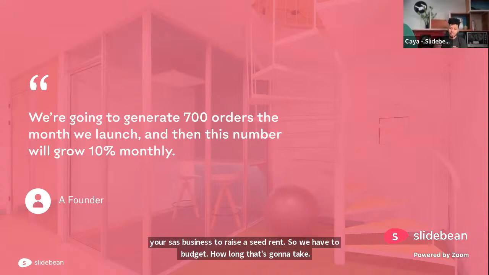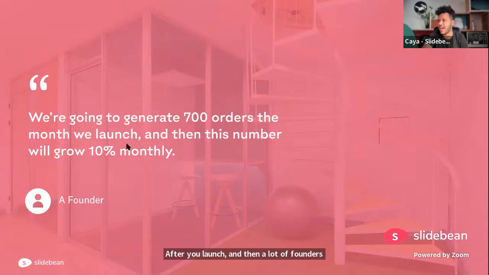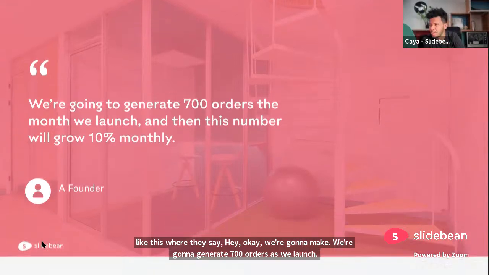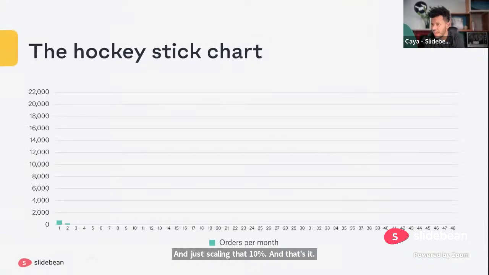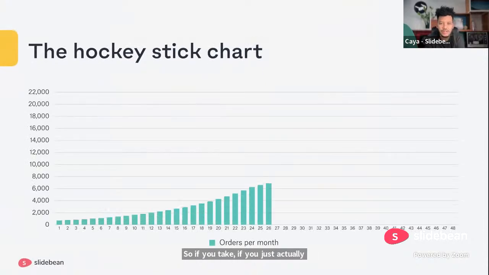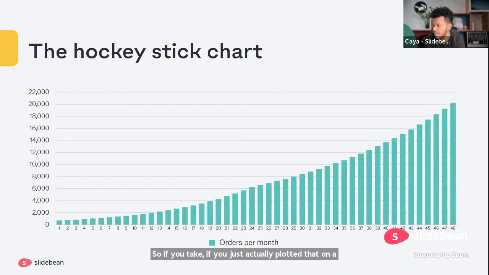And then a lot of founders, when they're trying to do that, will say, hey, we're going to generate 700 orders as we launch, and then that's just going to grow 10%. And I've seen this in formal professional financial models, where they're just taking the number of orders or the revenue from the previous month and scaling that 10%, and that's it. If you actually plotted that on a chart, it looks really hockey-sticky and really exciting for growth.